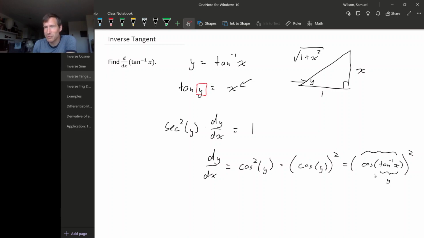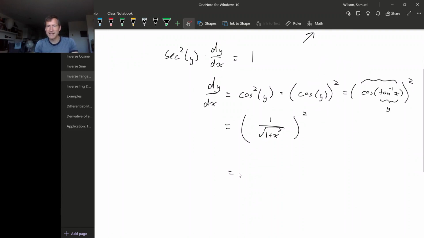So now we can use this diagram to write down the cosine of the angle y. Whatever we get for the cosine of the angle y, we're going to square it. But cosine is adjacent over hypotenuse, so 1 over square root 1 plus x squared. But then we need to square that. So what we get in the end is 1 over 1 plus x squared. And this, again, was the derivative with respect to x of inverse tangent of x.